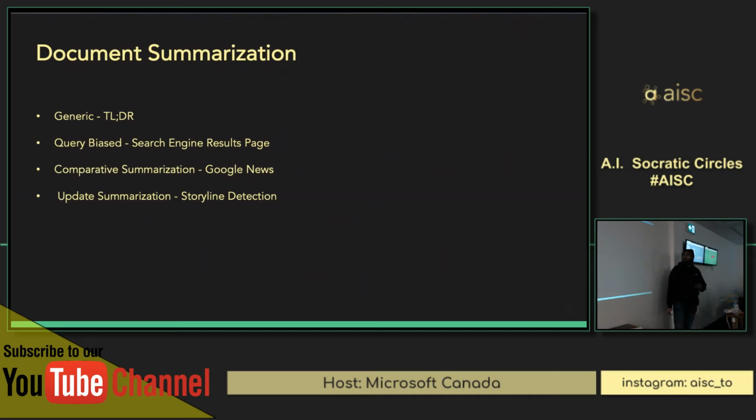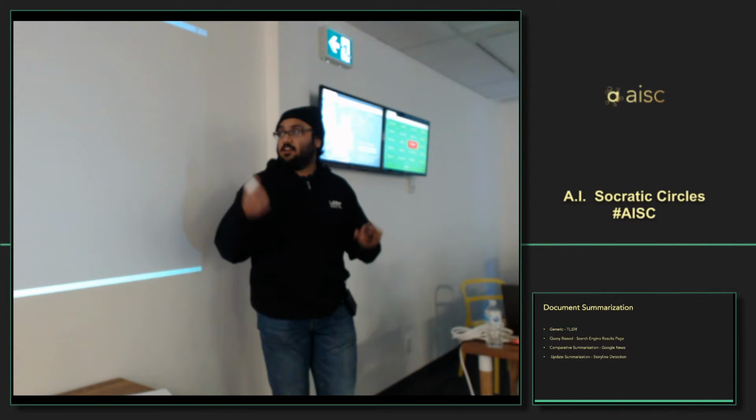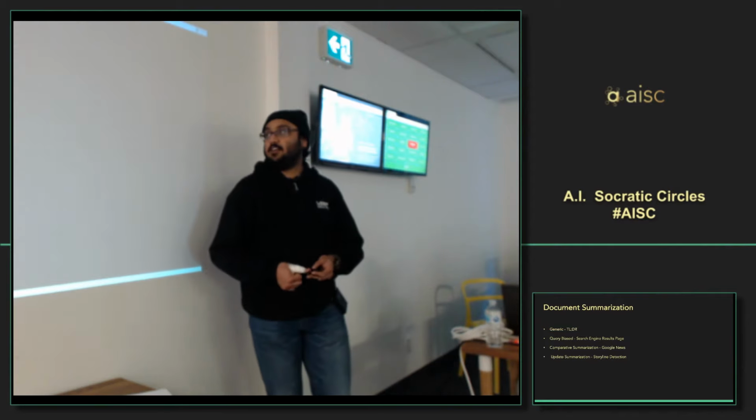Document summarization really has different flavors. So the most generic form is like, I just want to see a small summary of what the document is. So maybe you have a news document, a newspaper article, and you want to know what it says in 3 sentences. That's the first version. That's generic, too long didn't read kind of a thing.